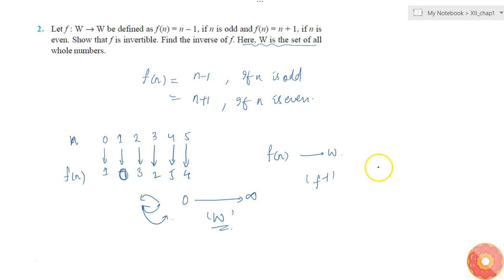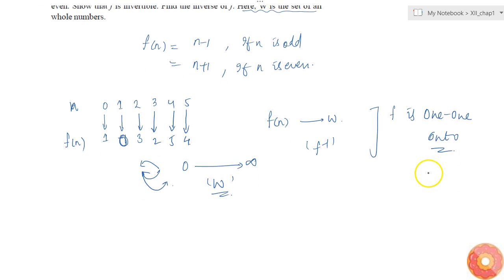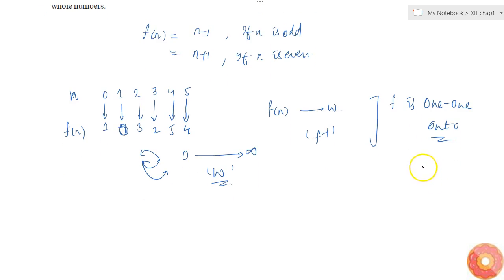What we can show is that f is both one-one and onto. If it's both one-one and onto, then we can say that f is invertible. And how do we show that it's one-one and onto? Before showing that, let's try to understand what one-one and onto mean. So let's begin.